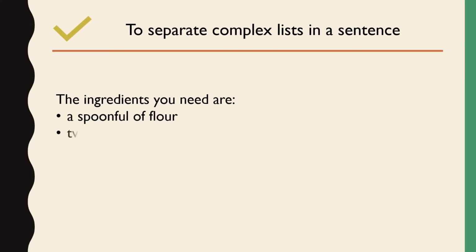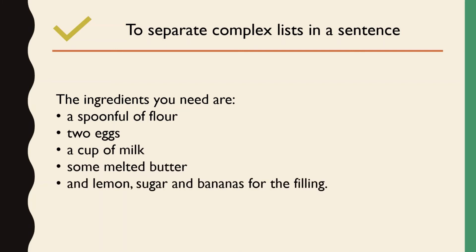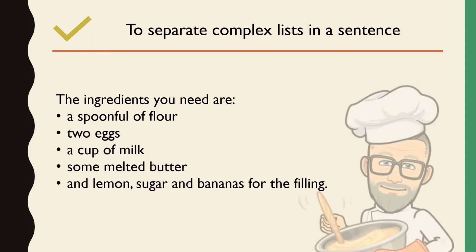So we can see an example here of a complex list, but we set it out to make it simpler in bullet point form. The ingredients you need are a spoonful of flour, 2 eggs, a cup of milk, some melted butter, and lemon, sugar and bananas for the filling. Now note how that final item in the list already uses commas.